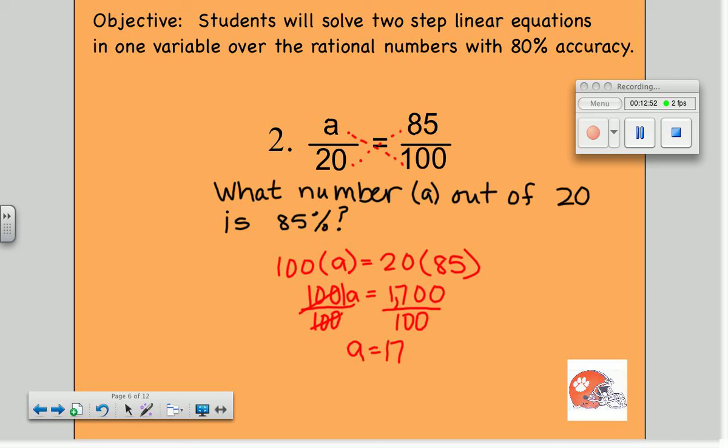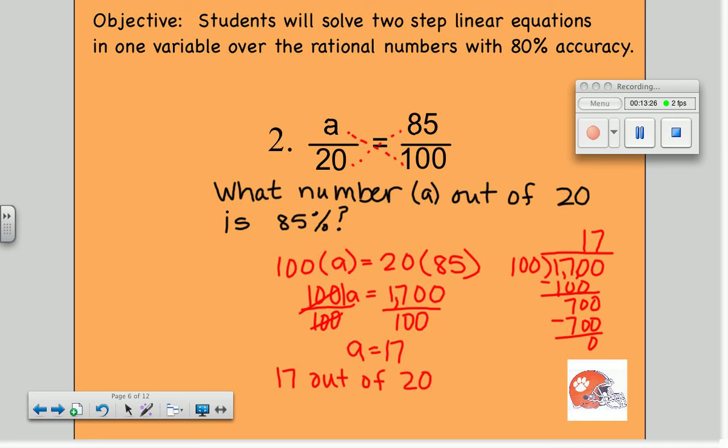And if you needed to see that, I will do the long division for you. 100 into 1,700. It goes one time into 170, that's 100. Subtract. How many times does 100 go into 700? 7 times. Subtract. So the answer is 17. Now what does that mean? That means that 17 out of 20 is 85%.